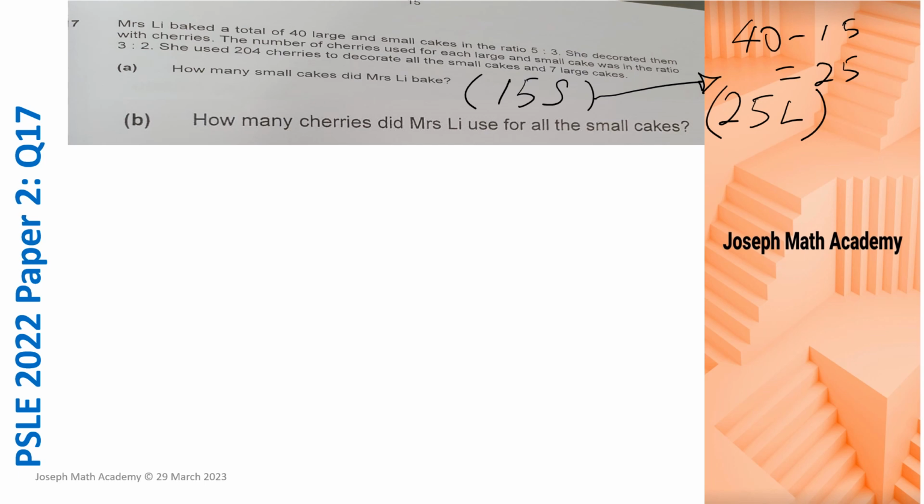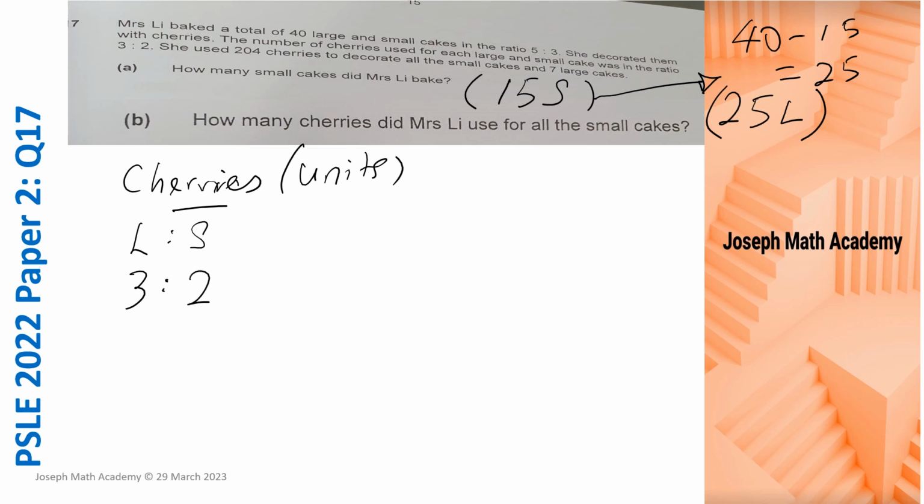Now we are interested in the cherries used for decorations. The total number of cherries used for each large and each small cake was in the ratio of 3 to 2. Now I'm going to write the cherries ratio annotation, large to small. So one large cake should have 3 units of cherries. Okay, so it's in terms of units, not number of cherries, it's units of cherries. So one large cake should have 3 units of cherries, and one small cake should have 2 units of cherries.